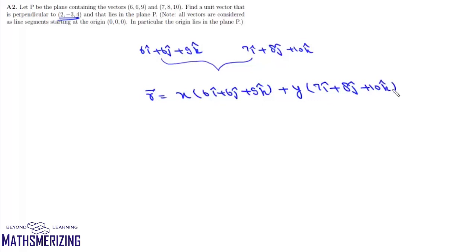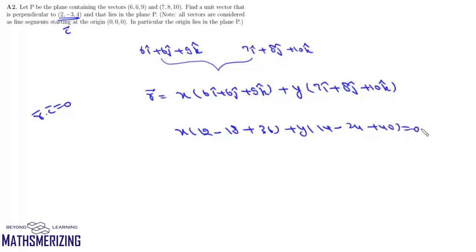Now in the question it says this vector has to be a unit vector and should be perpendicular to this given vector, say vector c. So that means r dot c must be 0. So if r dot c is 0, we'll get x times (12 minus 18 plus 36) plus y times (14 minus 24 plus 40), and this value should be 0. So we can write this as 20x plus 20y. So from here we'll get the condition that the value of x plus y is 0.